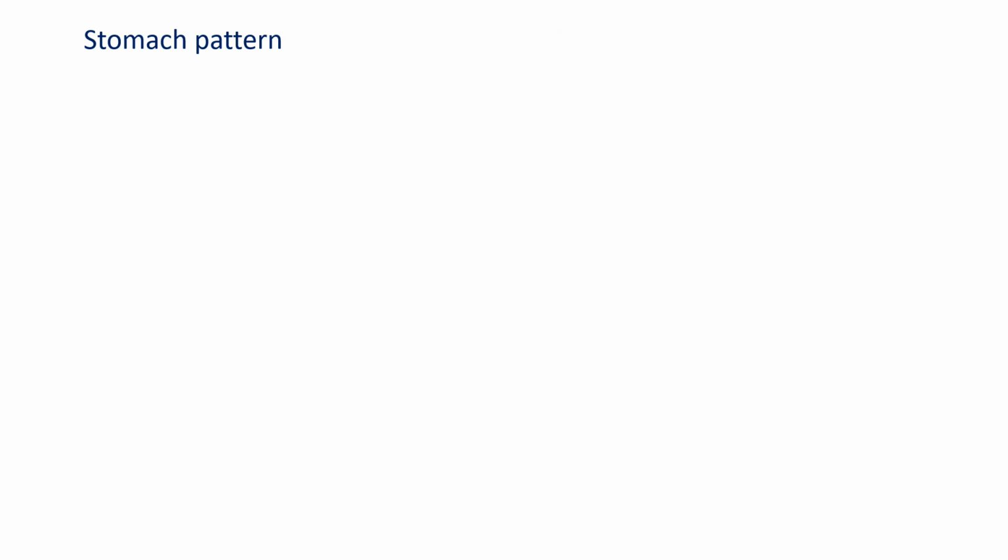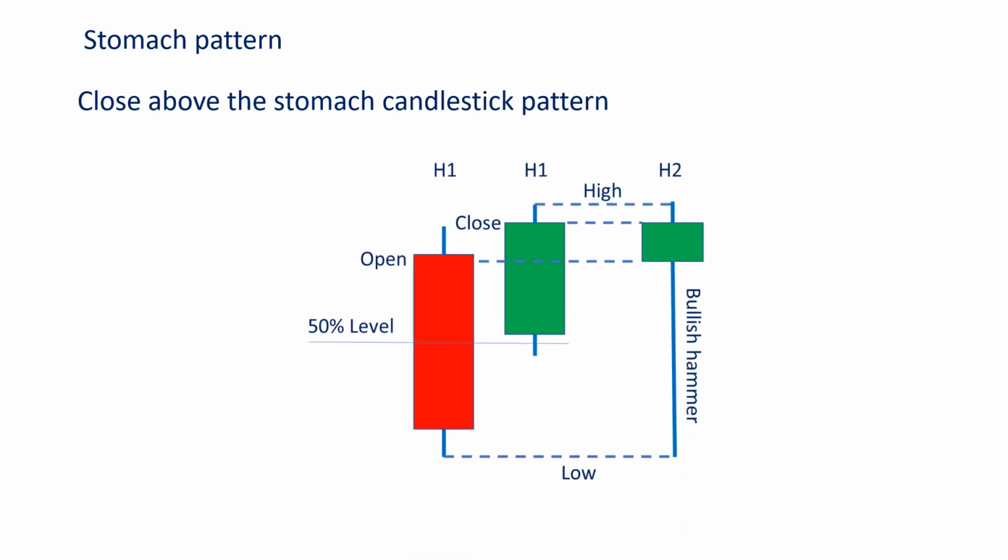The last candlestick pattern is the stomach pattern. Close above the stomach candlestick pattern is a strong bullish reversal pattern that consists of two candles. The first one is a bearish candle and the second one is a bullish candle.